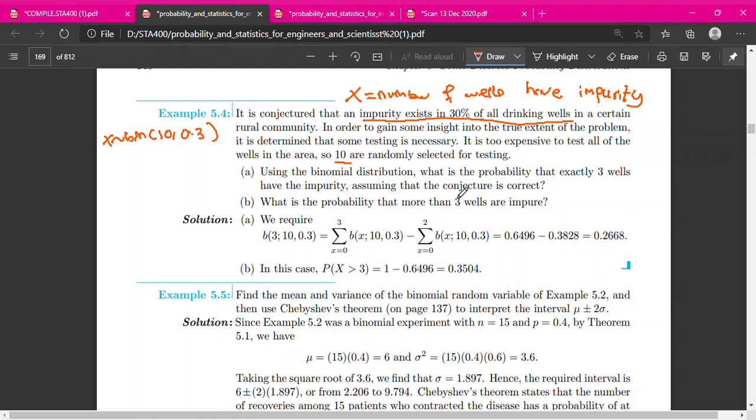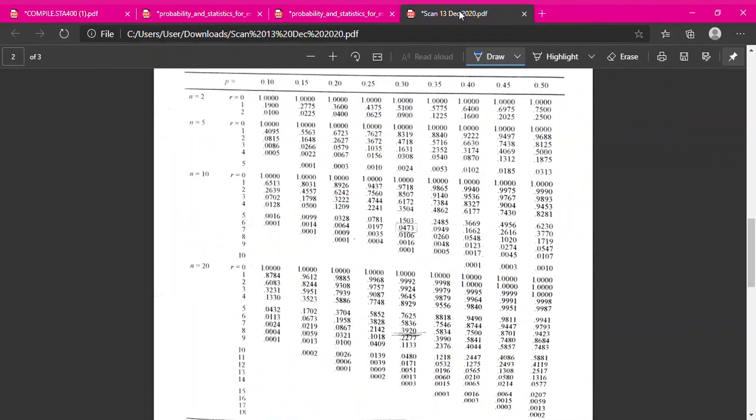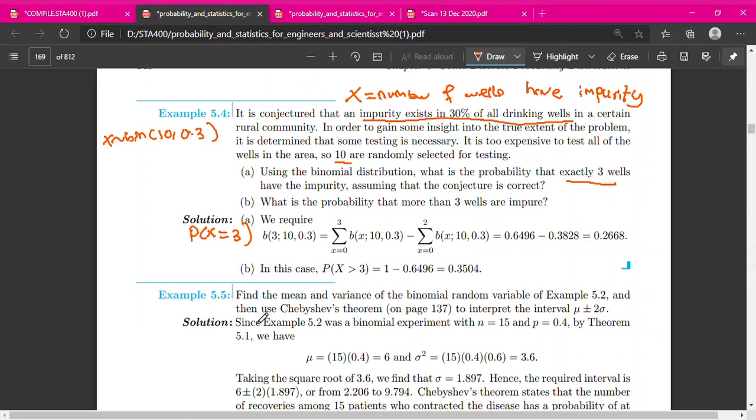Okay, using the binomial distribution, what is the probability that exactly 3 wells have the impurity? Exactly 3 wells having the impurity, assuming that the conjecture is correct. So nak cari probability of X equal to 3. Okay, let's say kalau nak gunakan this table more than equal. So, kena tukar dulu ke dalam bentuk more than equal, which is probability of X more than or equal to 3 minus probability of X more than or equal to 4.